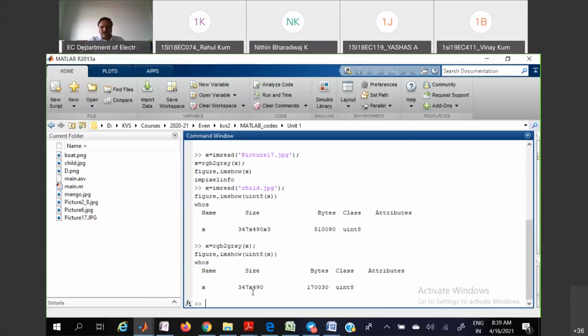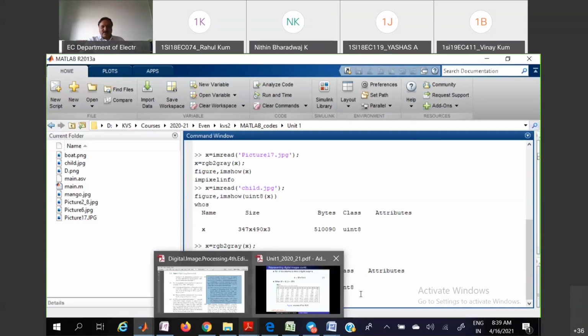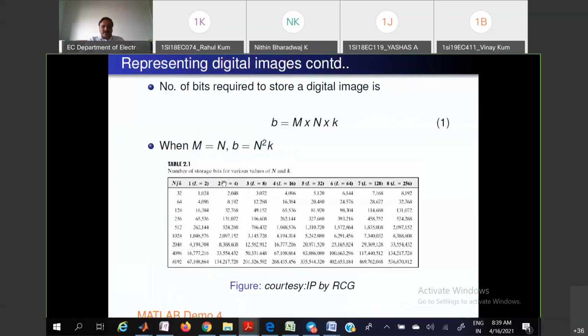Let us do a problem which explains how to calculate it for videos. This is what you should understand. The number of bits used to represent any image is calculated by using this simple formula. M is the number of rows, N is the number of columns, K is the number of bits used to represent the data. Usually 8-bit is used, but it can be different.